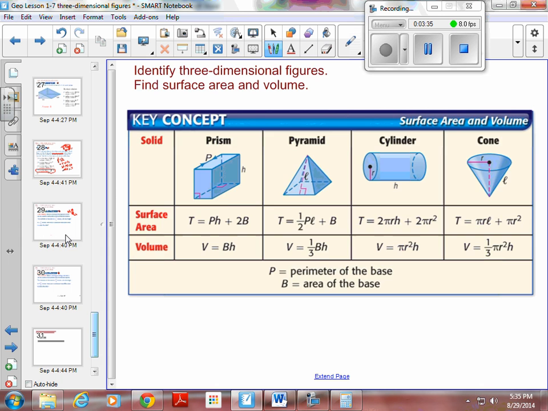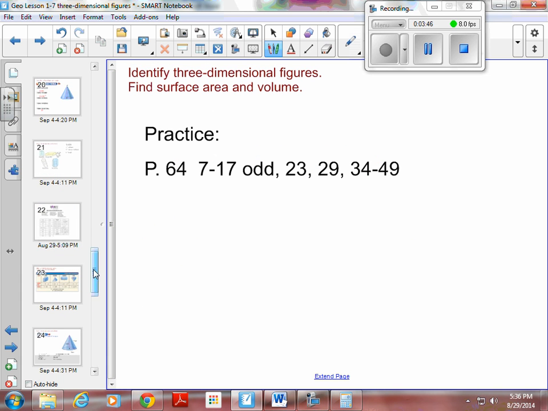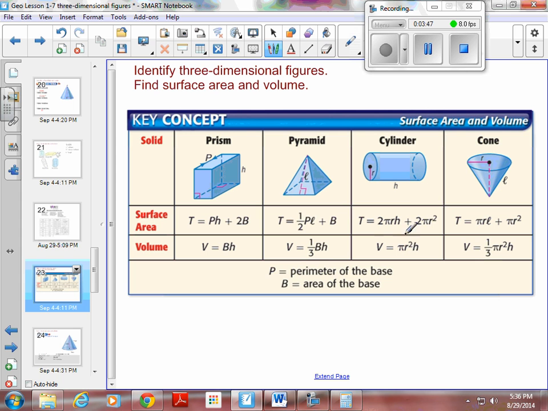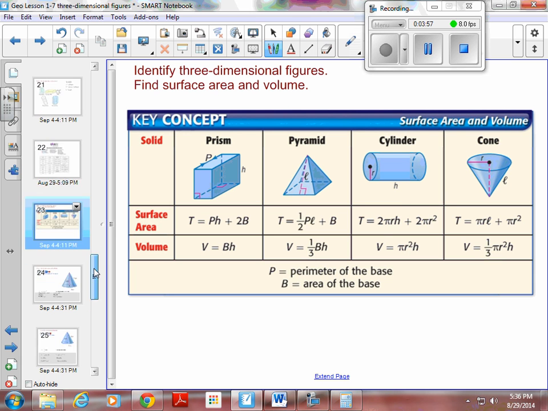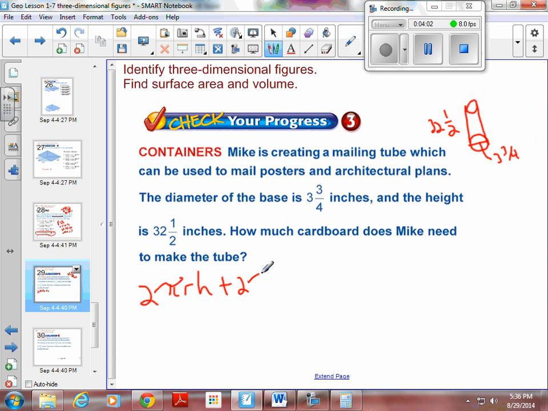So come down here. We've got 2 pi RH plus, go back up there and grab the rest of it, right? All the way back up here. That's not needed. And then the rest of that cylinder is 2 pi r squared. Pi r squared for one circle, pi r squared for the other circle, and we have 2 of them. 2 pi r squared. Back down to here. So 2 pi r squared.